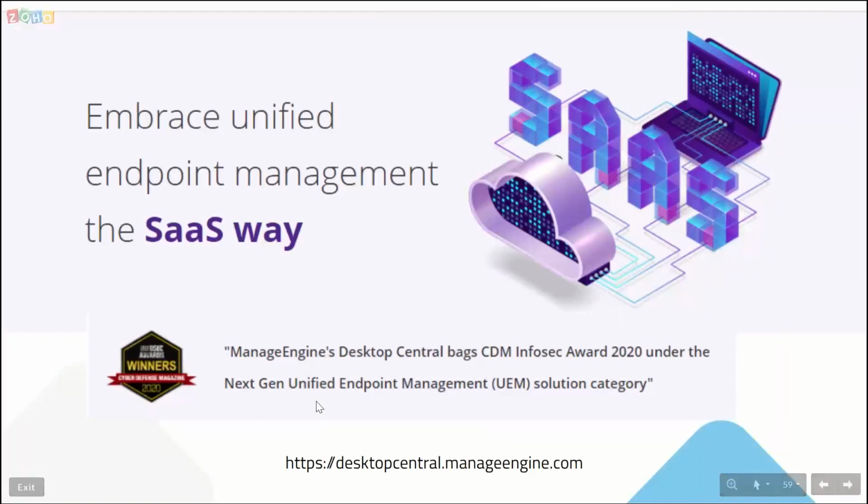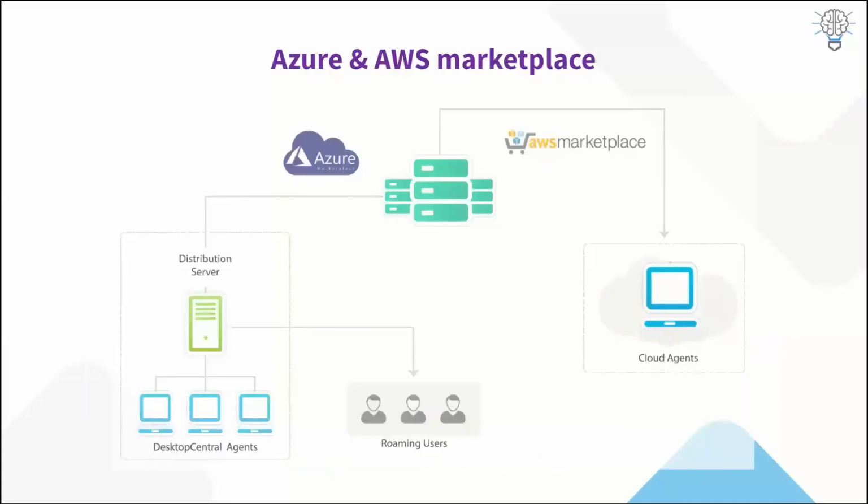We are excited to announce that Desktop Central is also available on cloud now. The Desktop Central server can be hosted on cloud platforms like Azure and AWS Marketplace. The best thing about hosting the server on cloud is that it is cost effective. When the Desktop Central server is hosted on cloud, it can be used to manage agents directly or through the distribution server.